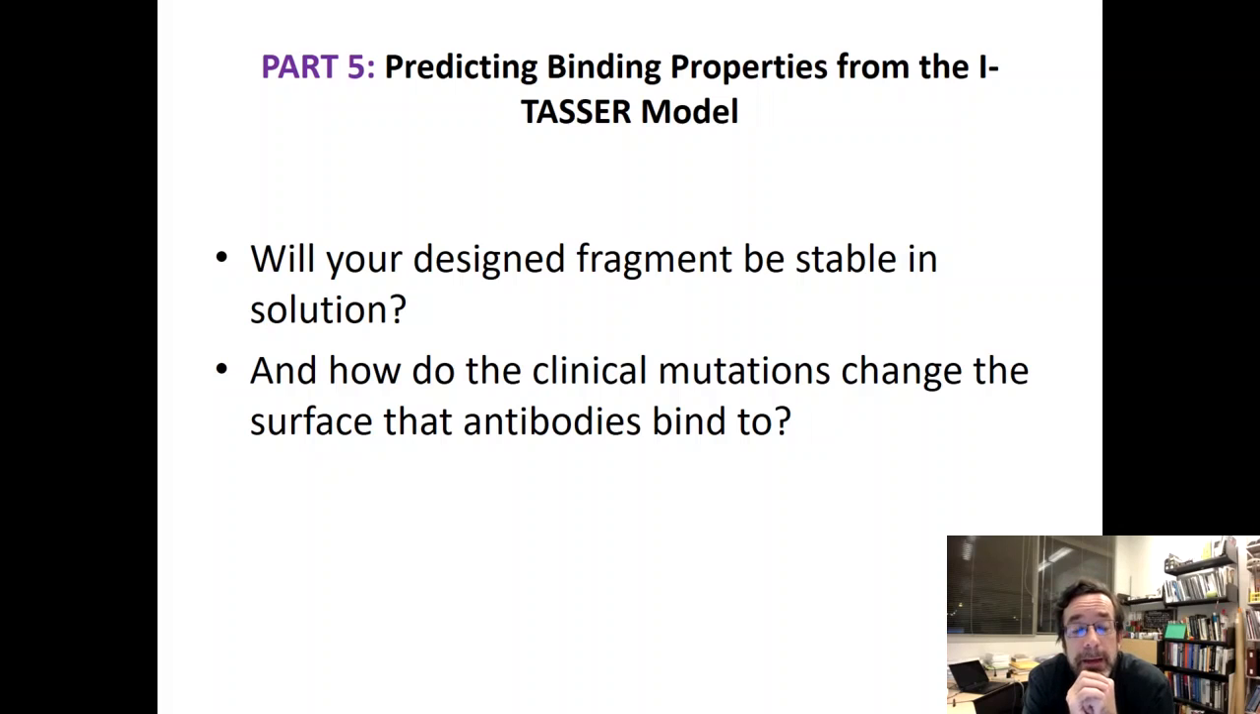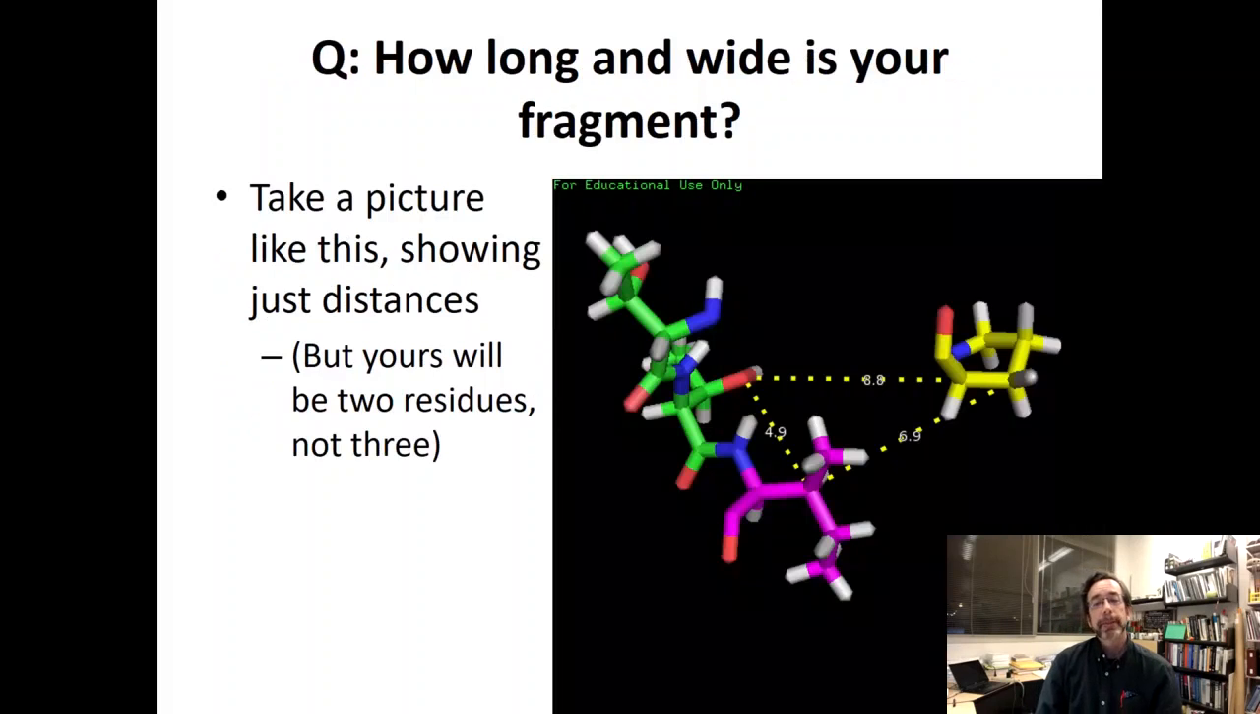And everyone can also do the second question. Remember, our second question is antigenicity. How do those mutations that were collected from patients in the clinic change those exposed surfaces that the antibodies bind to? One of the things you can do in PyMol is that you can measure your fragment.